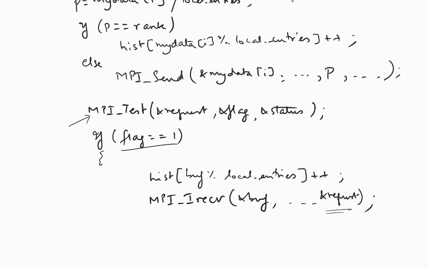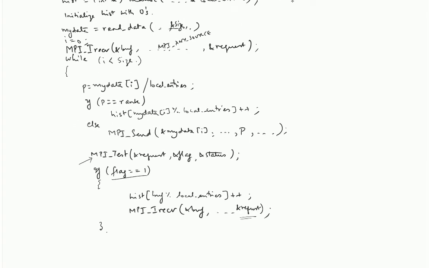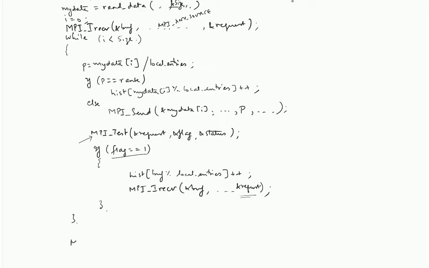Okay, so I post another MPI receive, that's pretty much it, right? So let's look at the complete code, this is what it looks like. At the end you basically call MPI finalize, right, and that's it, you're done. Okay. Now let's start with the issues.